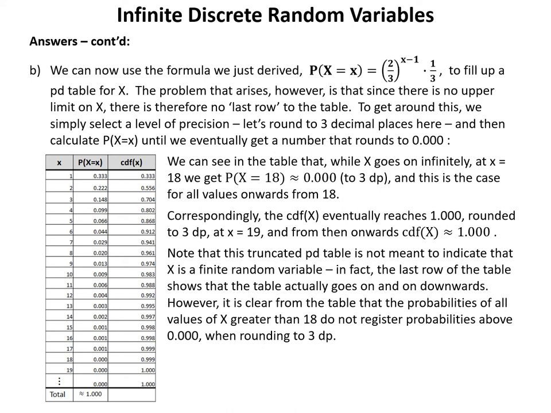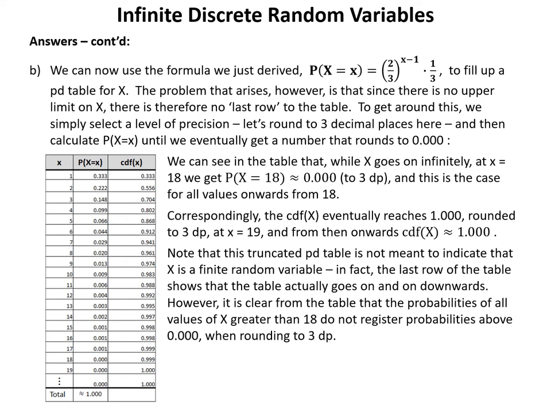But when we get to 19, there's obviously a little smidgen that's being added on, and it's at 19 that we actually round to 1.000. So we would consider that to be where we actually stop. To summarize, at x equals 19, we start to see the CDF equaling 1, and from then onwards, the CDF will round to 1.000 as well, so we stop there.